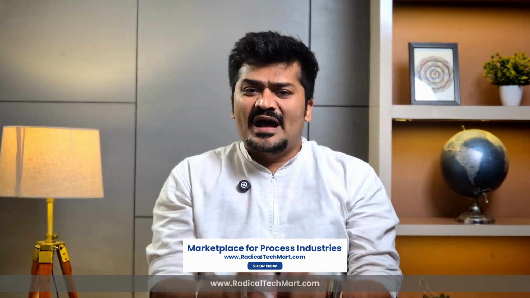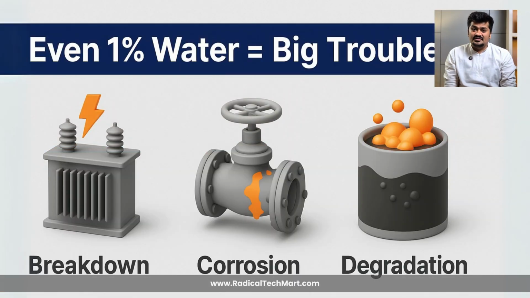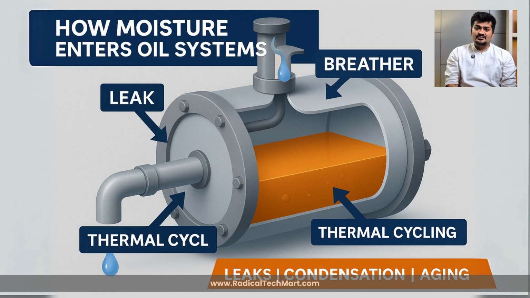So let's start with why moisture in oil matters. Industrial oils like transformer oil, hydraulic oil or lubrication fluids are designed to protect, cool and lubricate. But even a small amount of moisture can cause insulation breakdown in electrical transformers, corrosion in valves and bearings, foaming, oxidation and fluid degradation. It can block filters and reduce system lifespan. Moisture enters through leaks, breathers, or thermal cycling, and you won't always see it until it's too late.